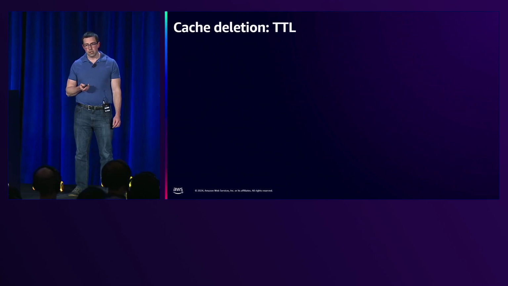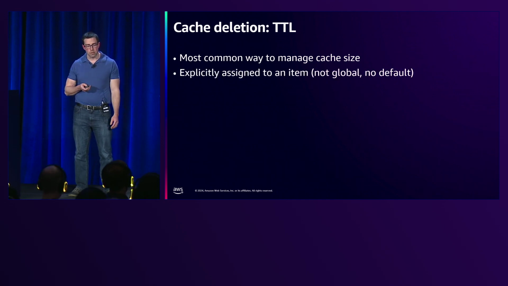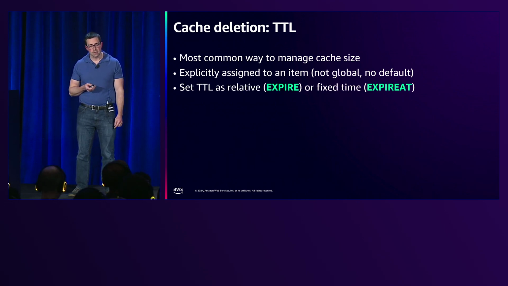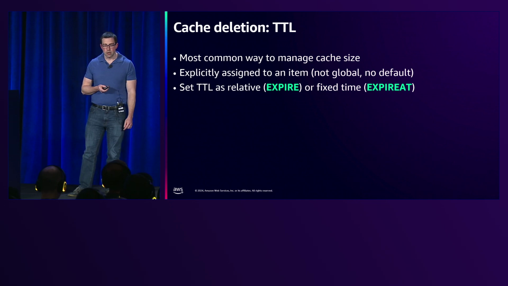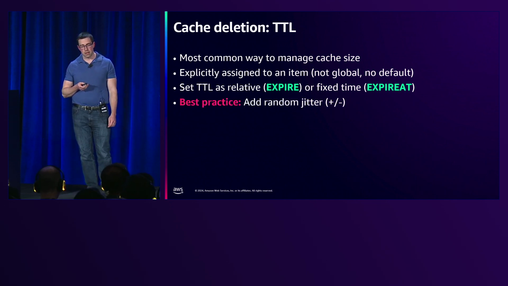So let's dive a little bit more into the TTL options you have. It's the most common way that our customers manage their cache size, by setting time to live, which automatically causes items to expire. TTLs in Valkey are explicitly assigned to an item. So there's no global or default TTL. You have to do it on an individual per item basis.